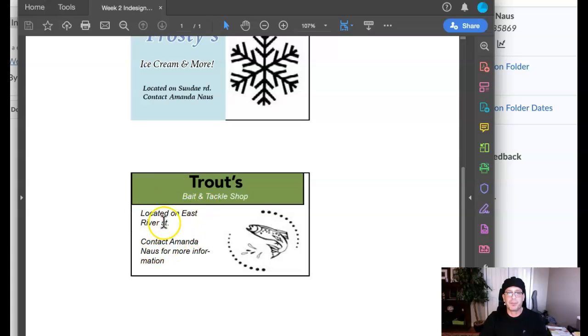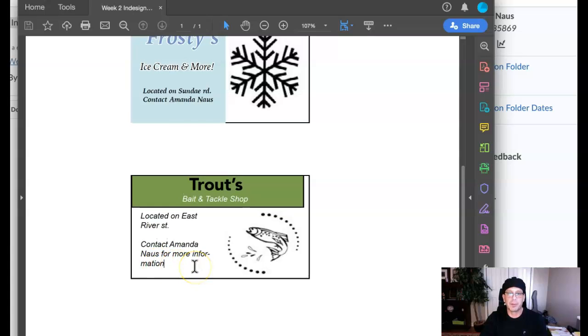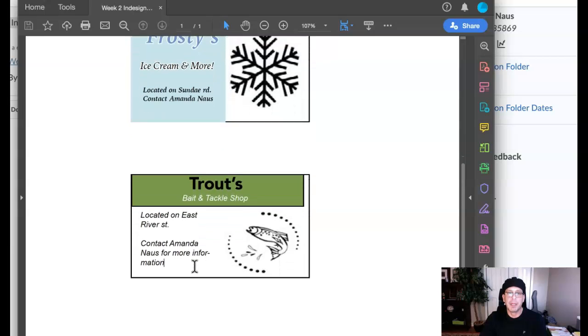And the same thing here. Right here, these type treatments are identical. So there's no contrast between this type and this type here. What we want to do here is create some sort of a contrast between Located on East River Road, Contact, and Amanda Nows. And please forgive me if I'm pronouncing your last name incorrectly.